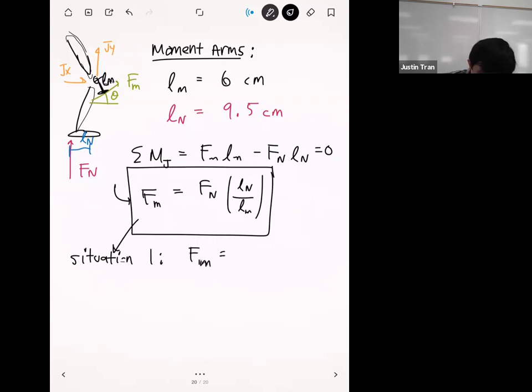Okay, so let's find out what FM is in situation 1. In situation 1, we're keeping our legs locked, and so the normal force from the ground is going to be much higher in this case. And so our muscle force in this case is going to be 1,759.43 newtons.